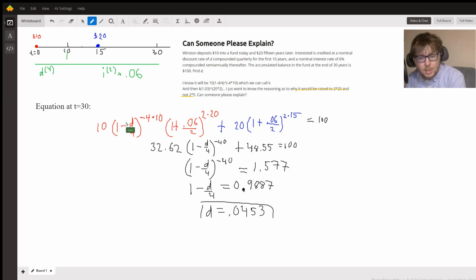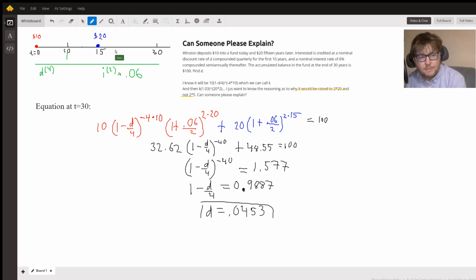So there we go. Now the question is, why was it 2 to the 20, 2 times 20, and not 2 times 5? My guess is the student is confused because at time 10 is when the rate of interest changes from a discount rate to a nominal interest rate, and time 15 is when we get this $20 cash flow. So my guess is they got this 5 going from 10 to 15, but it's not 10 to 15. It's 10 to 30. So that's why it's 2 times 20.